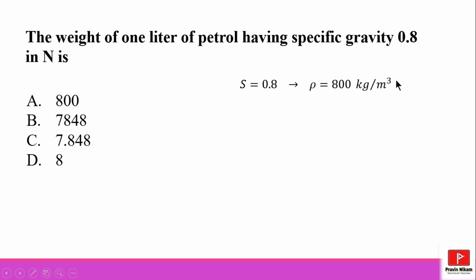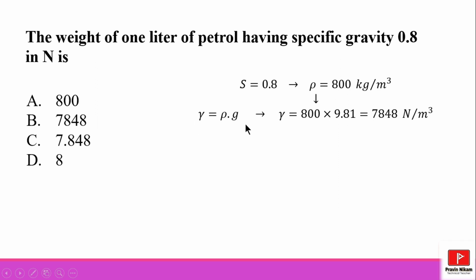Now see what is weight? The formula for weight density is rho into g. So rho is 800 kg per meter cube and the value of g is 9.81. So you will get gamma is equal to 7848 Newton per meter cube. So this is another method to find out gamma. In the previous problem you can find the value of gamma like this.